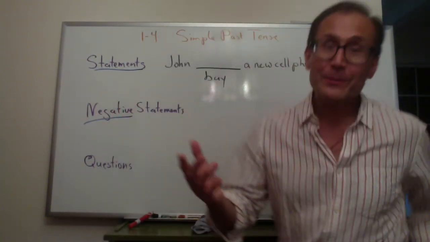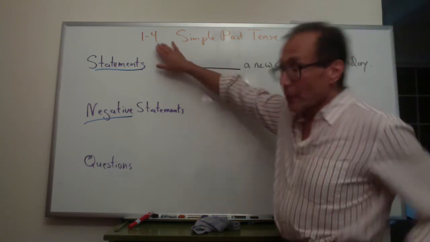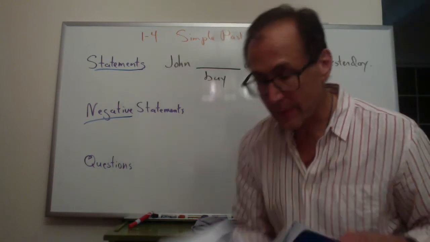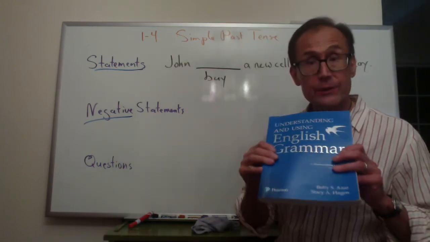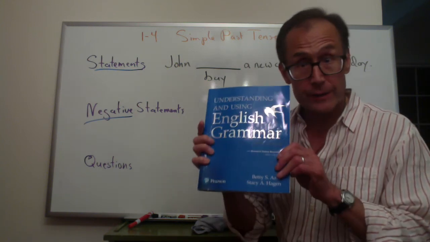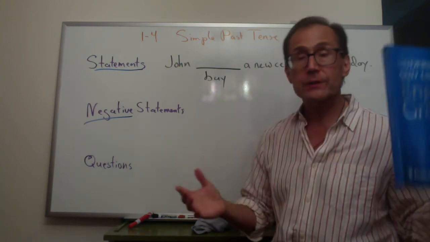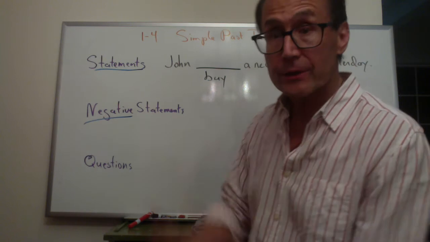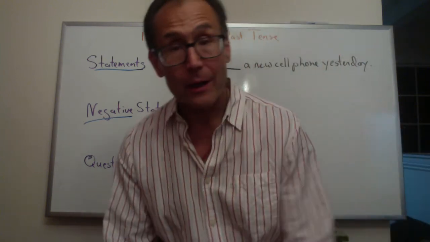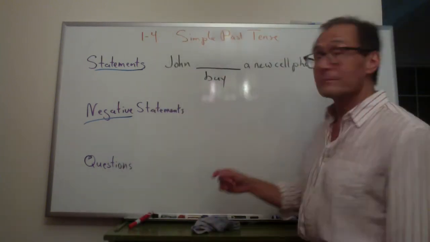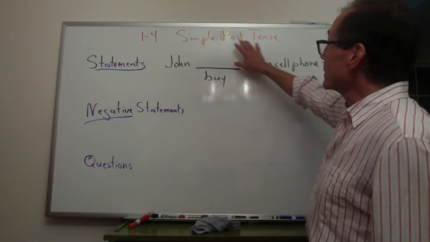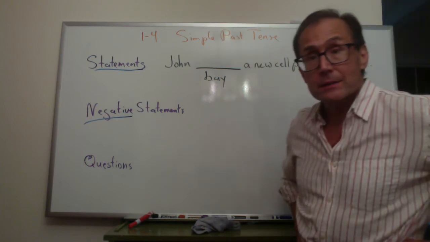Today we're going to be talking about Chart 1-4 in Betty Azar's book, Understanding and Using English Grammar, 5th edition. If you have another edition or another grammar book, this information may still be useful for you. So let's get started. We're going to be talking about simple past.